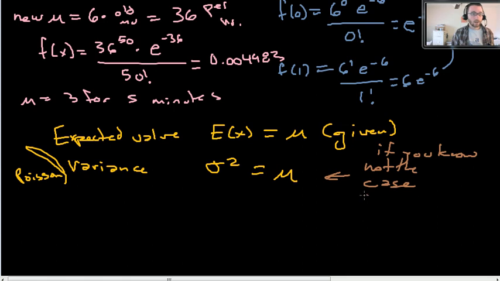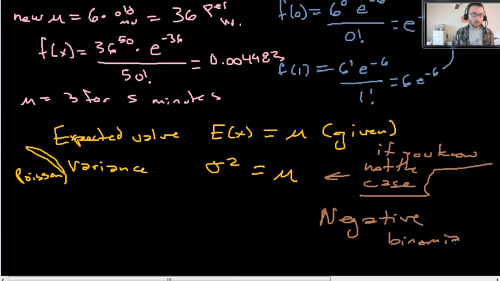If you know this is not the case, I don't have a video about this. Google it, you'll find it. But the negative binomial is the other good count distribution that is useful, and that can account in ways for this unequal variance and mean. So there you go. I hope you guys found this useful.